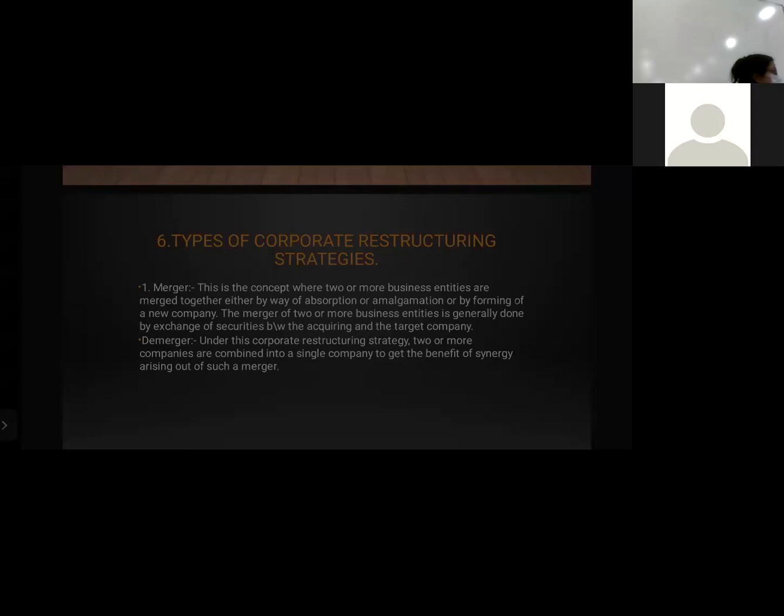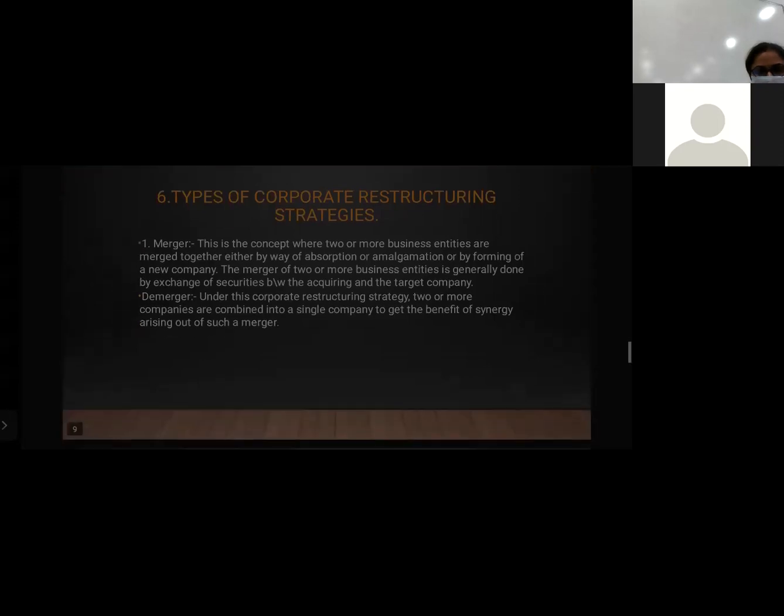In other words, we can say that there are two types of merger known as amalgamation and absorption. When two companies join together and form a new company, it is known as amalgamation. And the second part is absorption. In absorption, one or more companies are absorbed by another company.